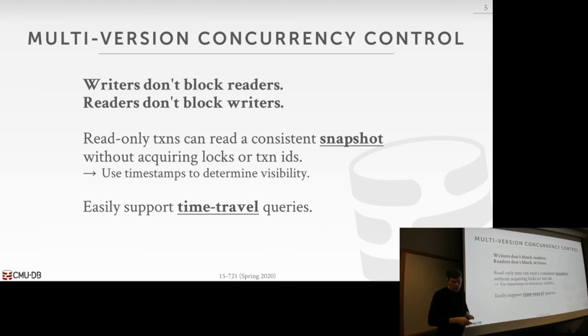The main idea of MVCC, the benefit we get, is that writers don't block readers, and readers don't block writers. So when a writing transaction updates a tuple, unlike in two-phase locking, where you'd have to take an exclusive lock on the tuple and block anybody from doing anything, even reading it, under MVCC we don't have that problem. We can create a new version, and other transactions can read the older versions without any conflicts.